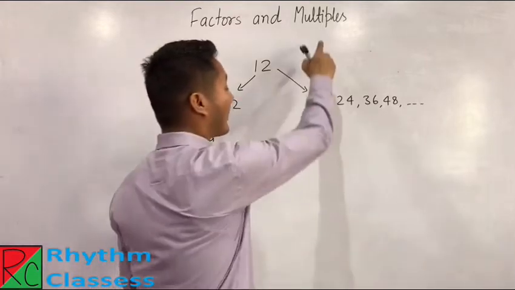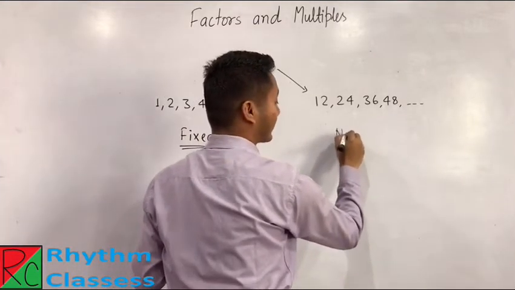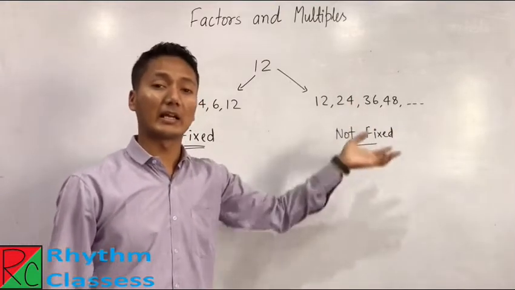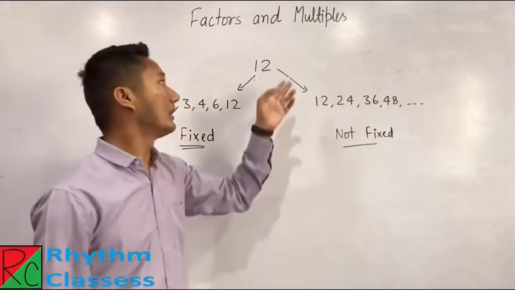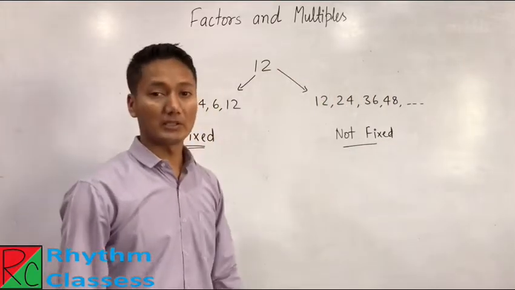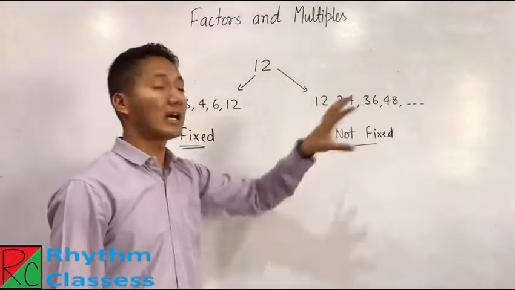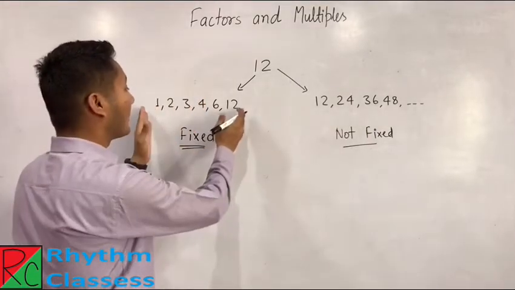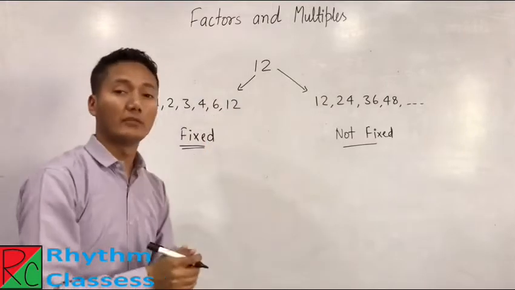But multiples are not fixed because we can write another multiple again and again. If we multiply this number with another number, then we get another multiple of this number. That's why multiples are not fixed. But the factors are fixed. We cannot make another factor of this number.